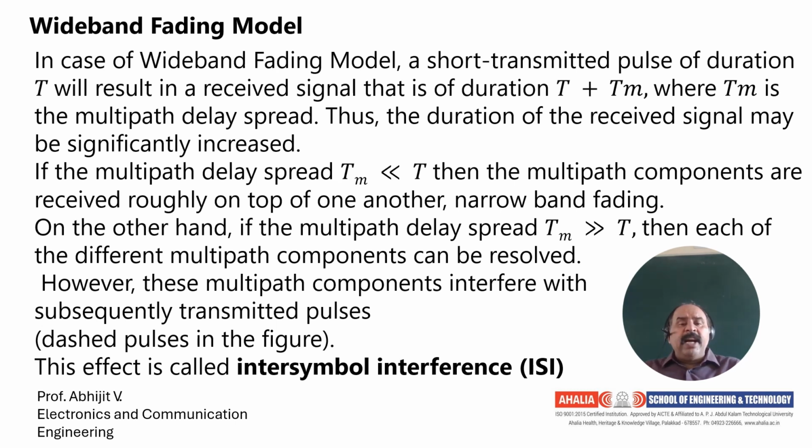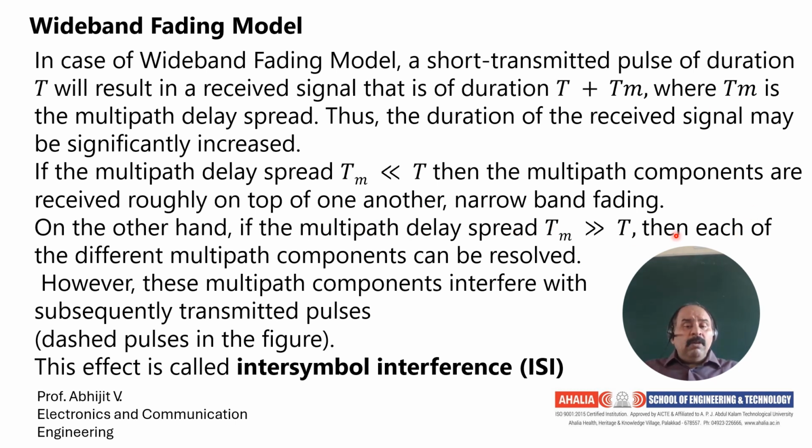In case of the wideband fading model, a short transmitted pulse of duration T will result in a received signal that is of duration T plus Tm, where Tm is the multipath delay spread. Thus, the duration of the received signal may be significantly increased. If the multipath delay spread Tm is much less than T, then the multipath components are received roughly on top of one another.